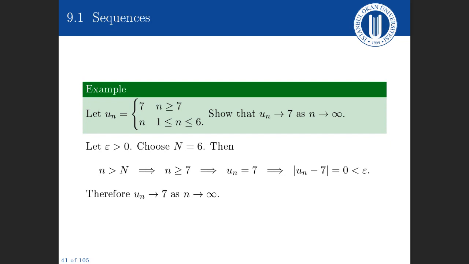Let's write the answer. How does the answer start? The answer is always going to start, let epsilon be greater than 0. What is the second sentence going to be? The second sentence is going to be about capital N. And because I've already done my calculation, I know that I can choose capital N as 6.